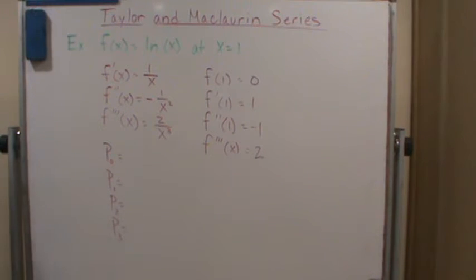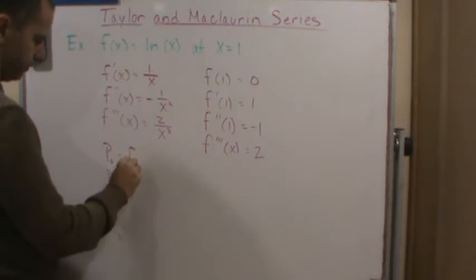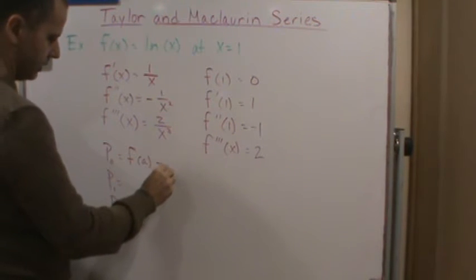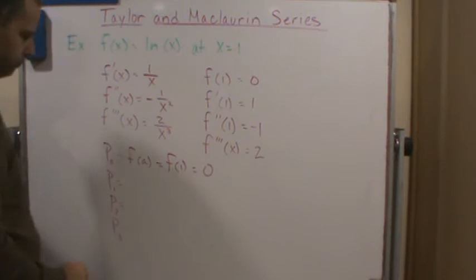Okay, and so now that gives us everything we need to write the polynomials. So P0 is just f of a, right? Which in this case is just f of 1, which in this case is 0.